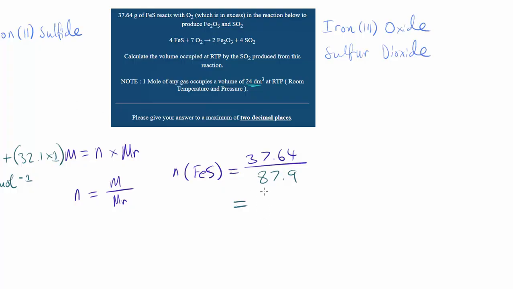I'll leave the rounding to the end. But this is going to give us 0.4282133, and then if we round here, it's going to give us a 9 here. Okay, so that's going to be in moles. So we've now got the number of moles of FeS, right?